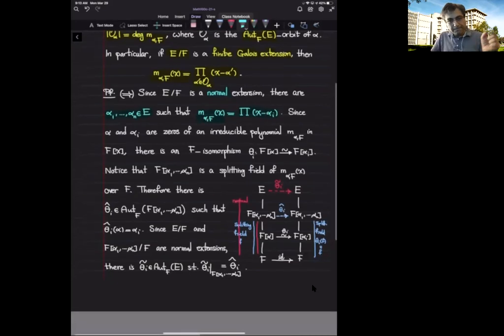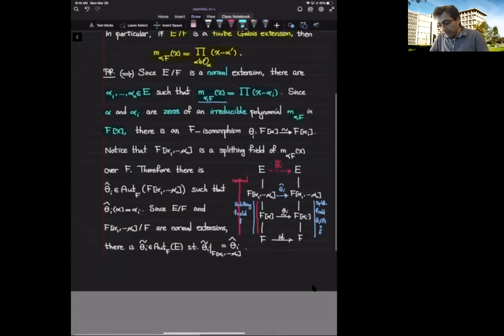Now, because alpha and alpha sub i, both of them, are zeros of the minimal polynomial of alpha over F, and that's an irreducible polynomial in F[X], we get an F isomorphism from F[alpha] to F[alpha sub i].